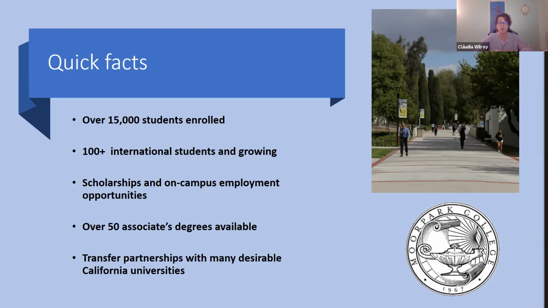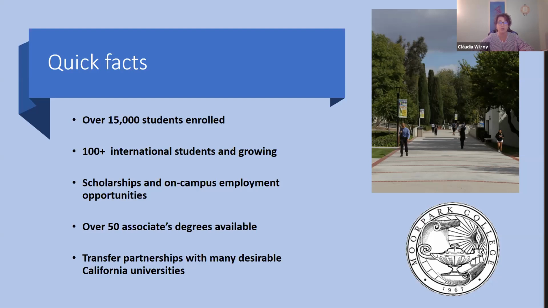And we have over 50 associate's degrees available. So students can choose, and I'll talk about the most popular at the end, but students can choose from business to computer science to nursing to optometry to chemistry, biology. There are many, many degrees that the students can choose from.